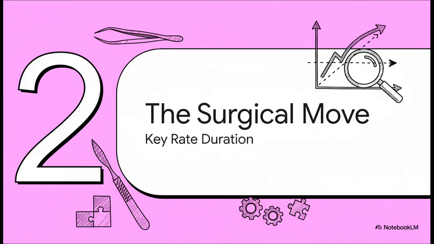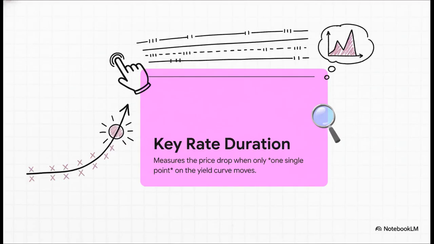Okay, so that was the brute force forklift lift. Now let's contrast that with a much more precise tool. This brings us to key rate duration, which is all about making a surgical move. And here is the fundamental difference. With key rate duration, we completely forget about the entire curve moving. Instead, we zoom in on one single point.